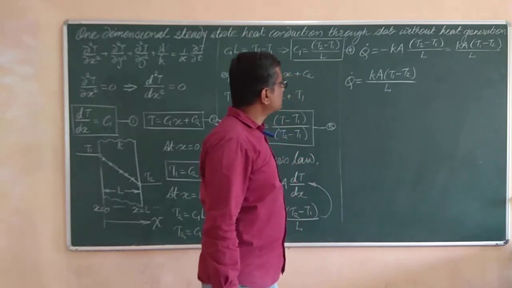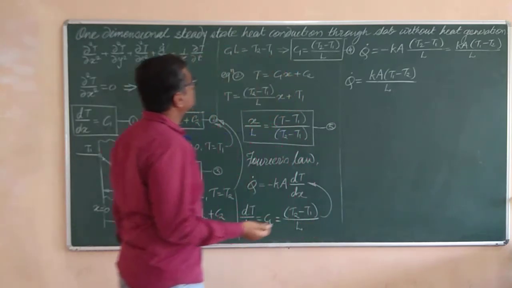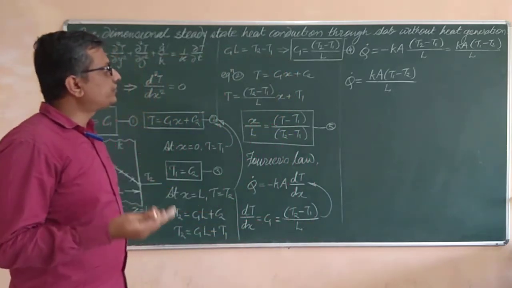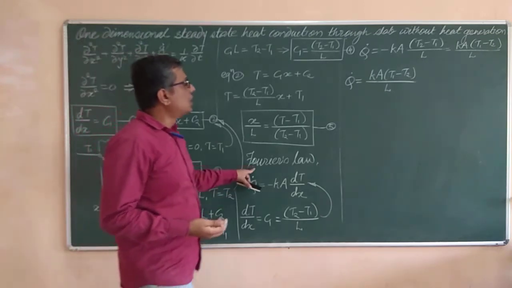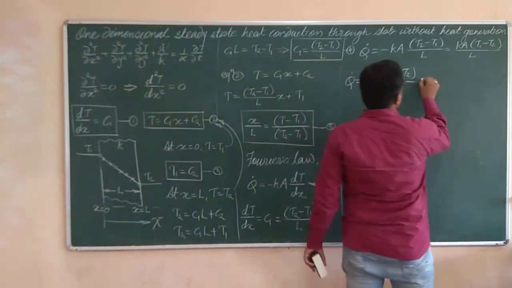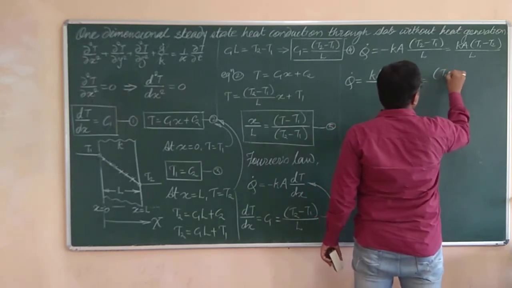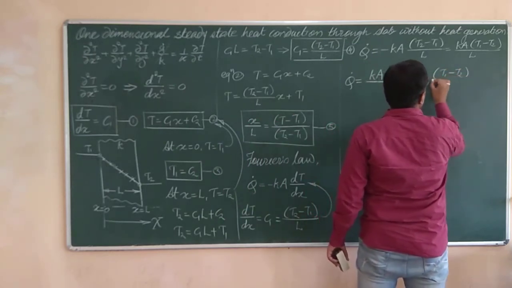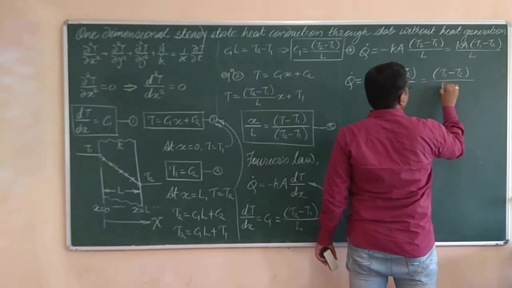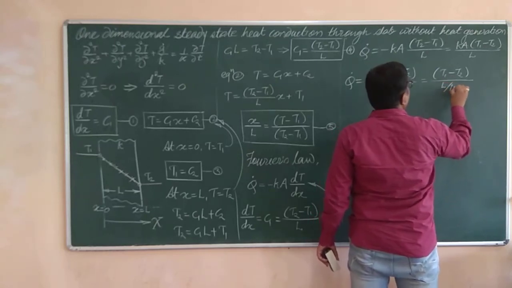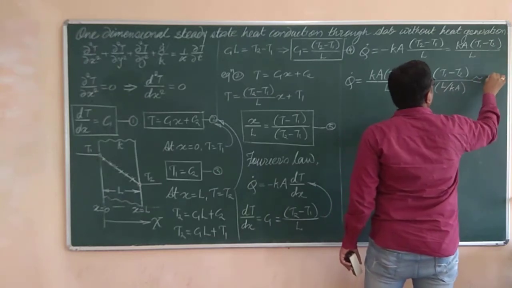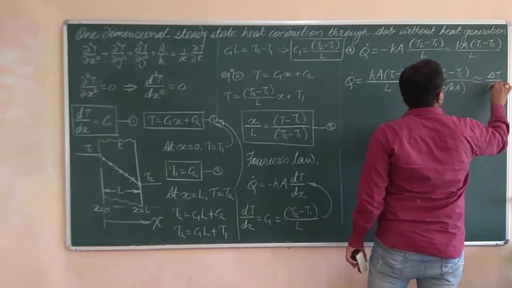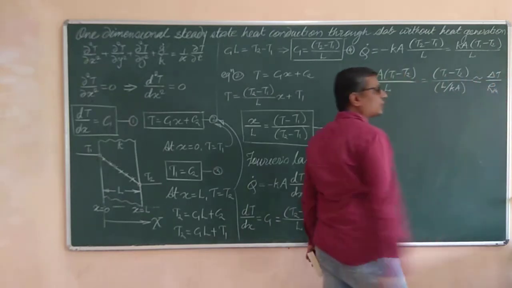Now this is the steady state heat conduction equation through an infinite slab without internal heat generation. This equation we got by applying Fourier's law, and in addition to that I will reshuffle this equation into another form, that is (T1 minus T2) whole divided by capital L divided by K into A. So this is the term, and if I equate it to delta T divided by RTH, hope you remember what this RTH is.